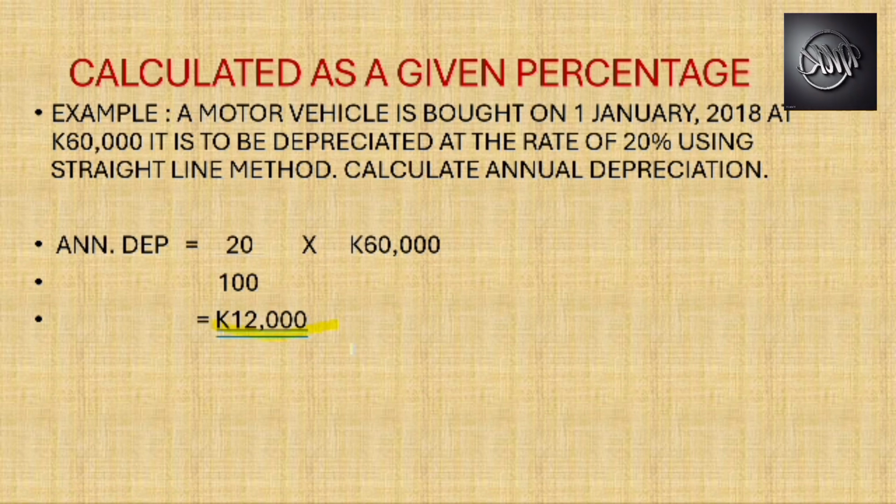Here we have used the percentage. In the first example, we used the formula. So that is how we determine annual depreciation using straight line. When you're using a percentage, it is calculated on the original cost, and the annual depreciation is the same year in, year out. In year one, the same, in year two, the same, so it doesn't change.